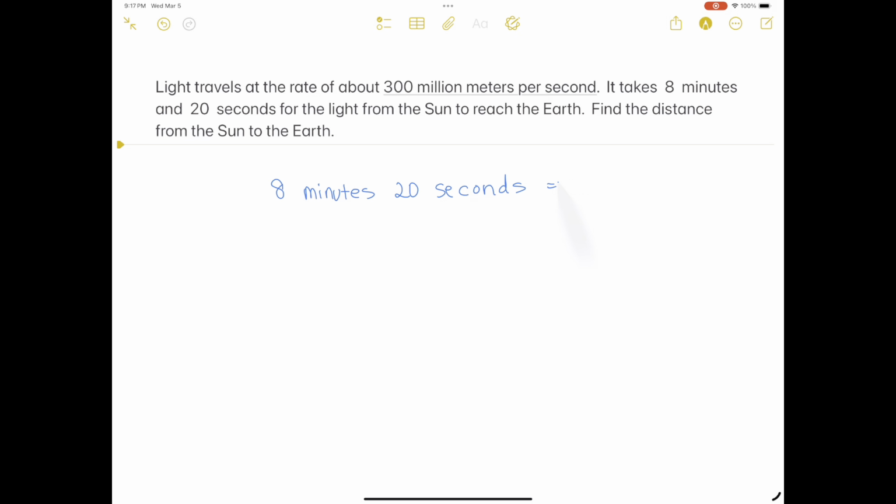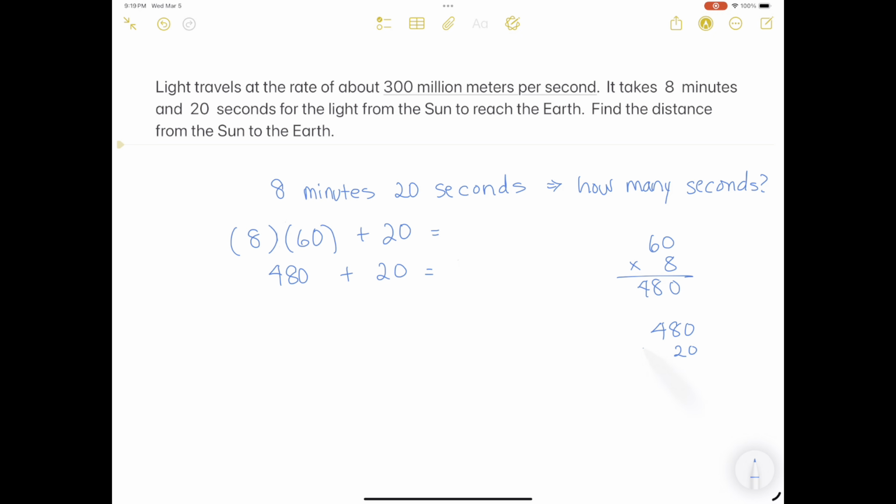There are 60 seconds in 1 minute, so how many total seconds is 8 minutes and 20 seconds? We figure that out by multiplying 8 minutes times 60 seconds per minute plus 20 seconds. So I do the calculation, 60 times 8, on the side, which works out to be 480. I write that on the line below to show I've simplified 8 times 60. I bring down the rest of the equation, plus 20. So now I have 480 plus 20 equals 500.